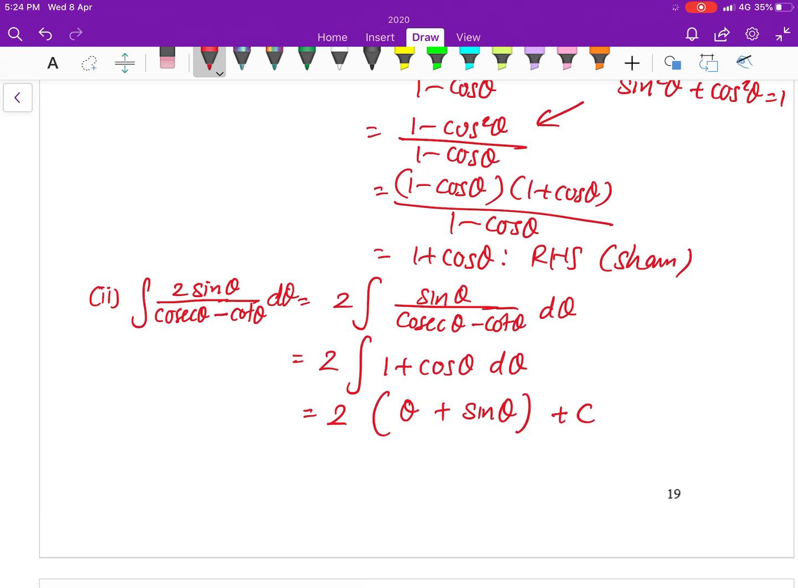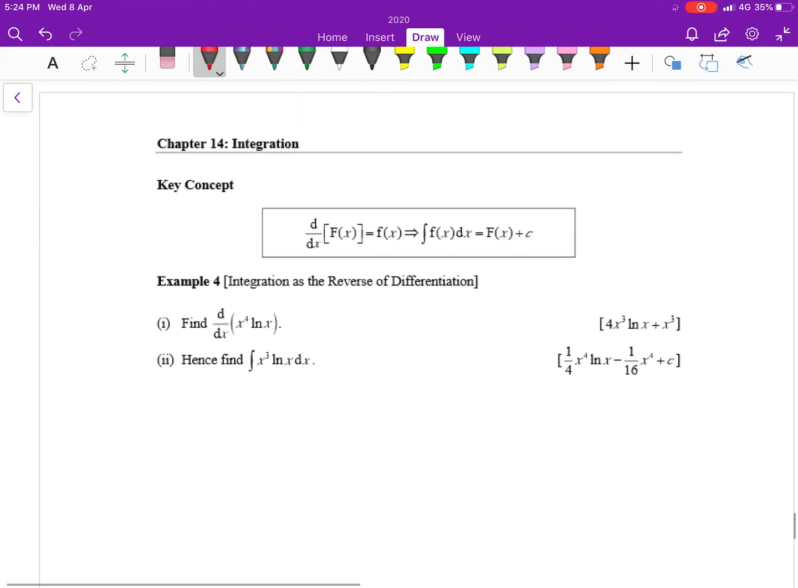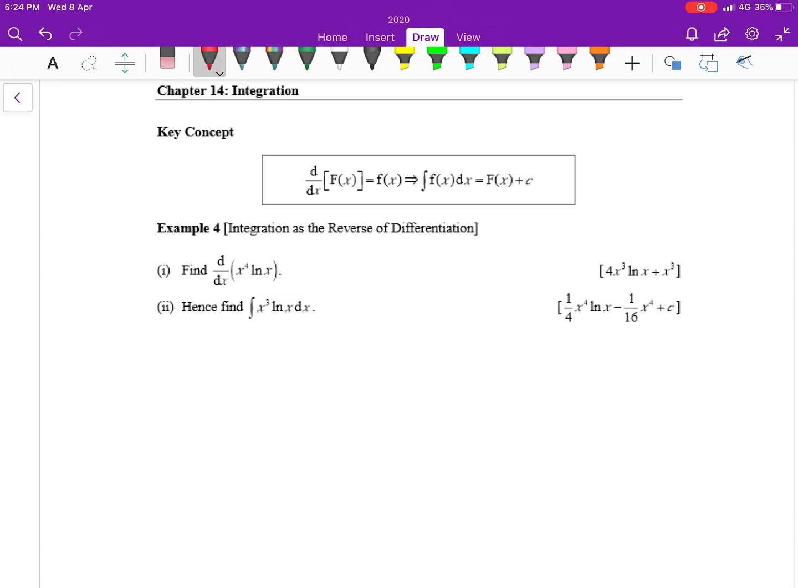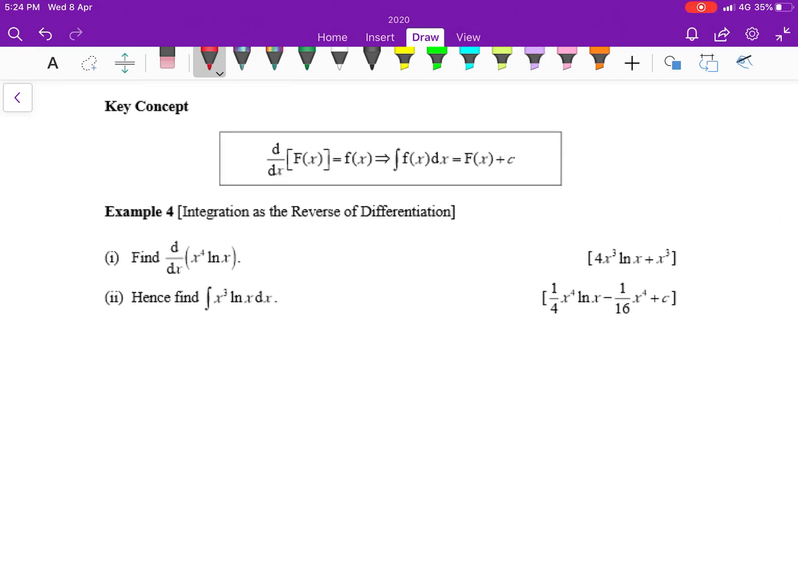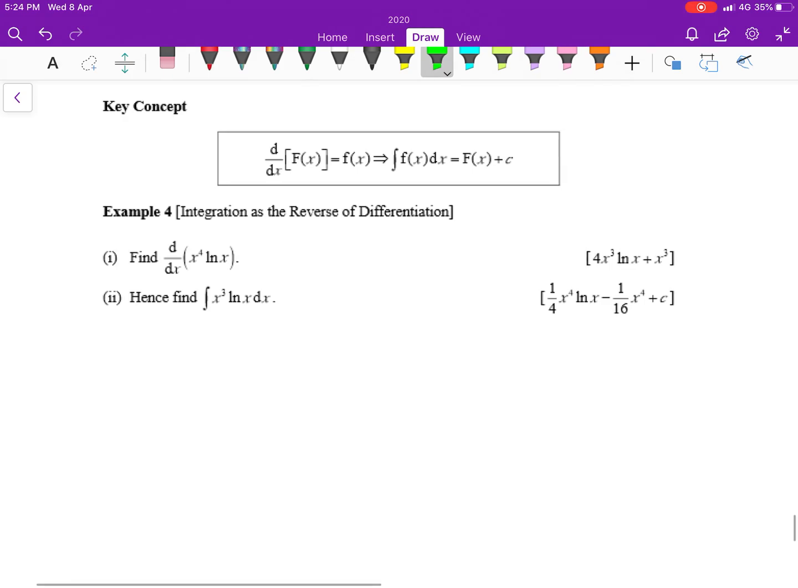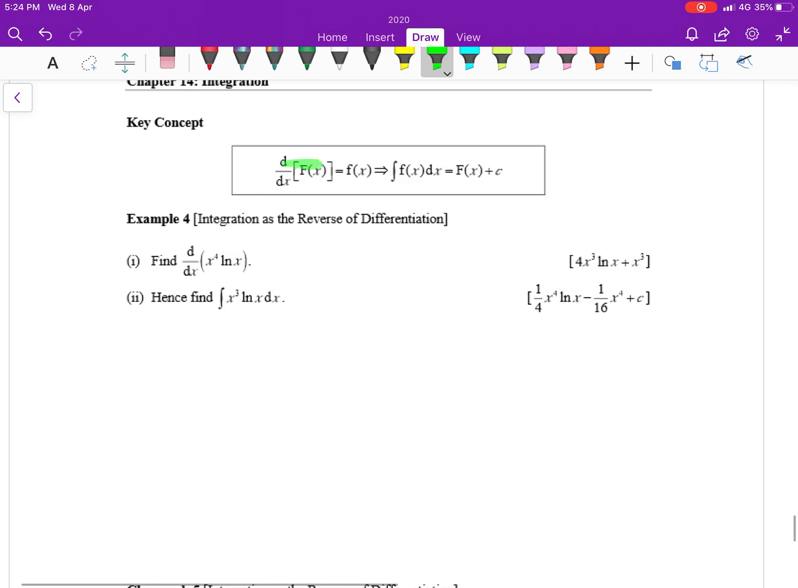Next question. If you have difficulty in this question, you can pause the video and watch again. Okay, the next question is a new type of question. It's basically understanding, it's basically logical. If you differentiate one function, you get the other function. Then the reverse: you integrate that function, you get back the original function but plus c.